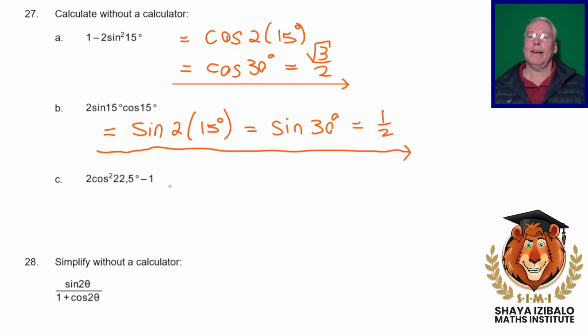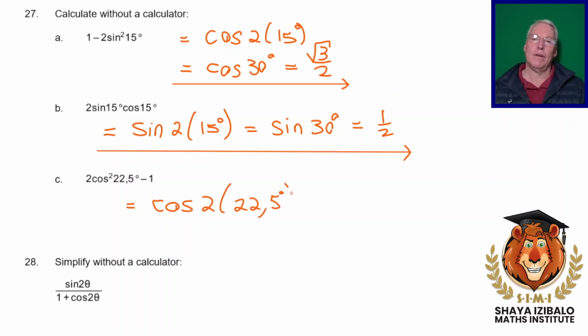The next one is exactly our double angle formula for cos. So this is going to be cos of 2 lots of 22 and a half. And that is in fact going to be cos of 45 degrees, and that's a special angle. Cos of 45 degrees is root 2 over 2.